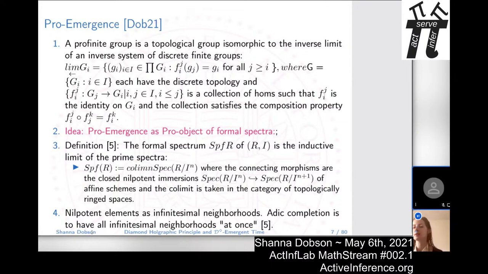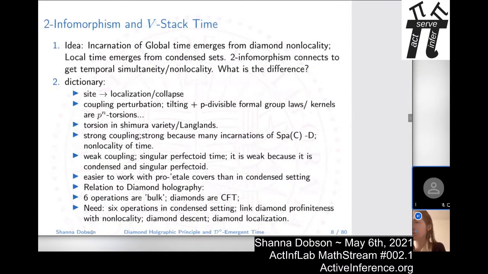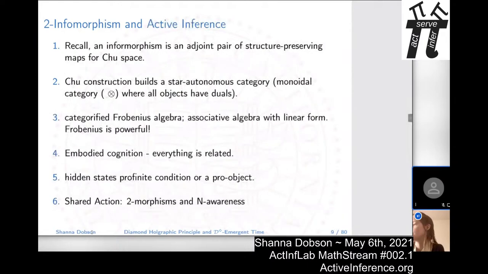So nilpotent elements are infinitesimal neighborhoods. And so a beautiful way to complete the ring, having convergence issues settled, is to actually take the adic completion. Adic completion is to actually have all the infinitesimal neighborhoods at once. And I think that's a grand goal. And after adic completion, to have all the thickenings is probably what we should be after. Any questions on that so far before I get to the fun?